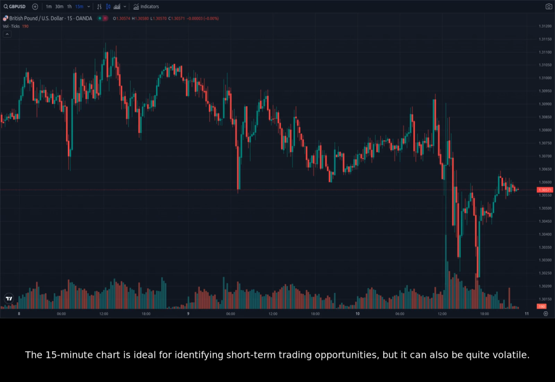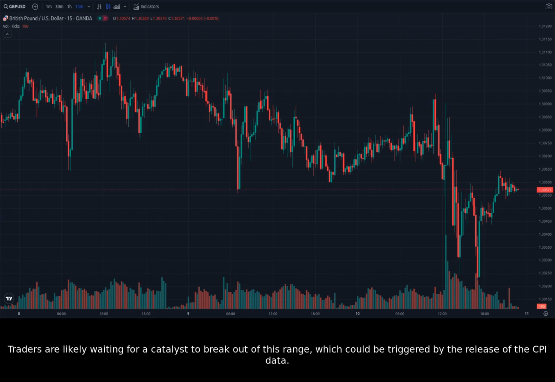Finally, let's take a look at the 15-minute chart, which provides the most detailed view of GBPUSD's price action. The 15-minute chart is ideal for identifying short-term trading opportunities, but it can also be quite volatile. If we look at the last 6 hours of candles, we can see that the market has been oscillating around the 1.3100 level. This range-bound trading indicates that neither bulls nor bears have a strong grip on the market.